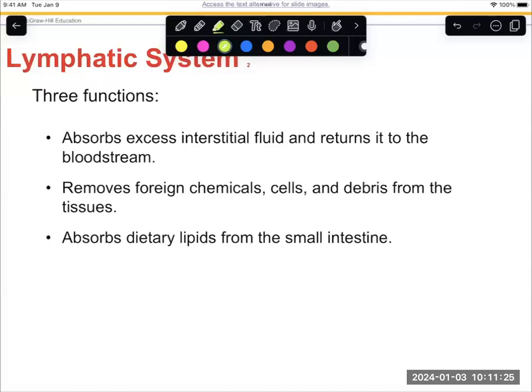We cannot absorb fats from our digestive tract. They have to be absorbed into the lymphatic system. Fats are too large to be absorbed through the bloodstream. So like our fat-soluble vitamins, A, D, E, and K, along with any other dietary fats, get absorbed through that lymphatic system and taken into the liver to either be stored or moved on from there.